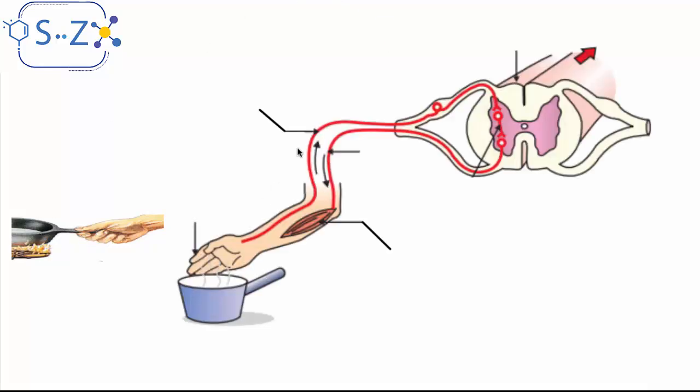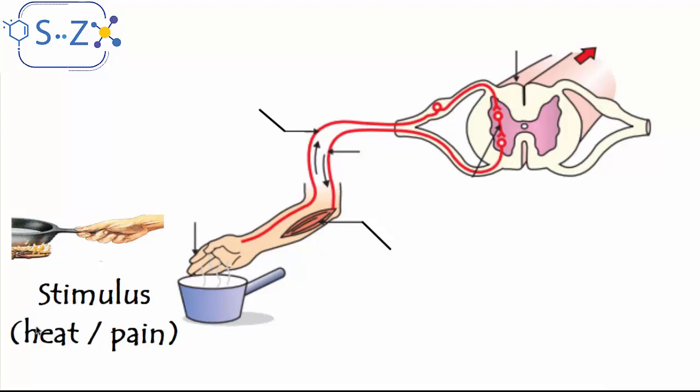Let's take the example of someone touching a hot pan. In this case, this is a diagram of the reflex arc. The stimulus here is the heat or pain. So the stimulus is the excitement, and it's sometimes chemical, sometimes physical. Like here it is physical because it's heat or pain, and this exciting substance sometimes comes from outside the body, so it's an external stimulus, and sometimes from inside the body, and it's an internal stimulus.